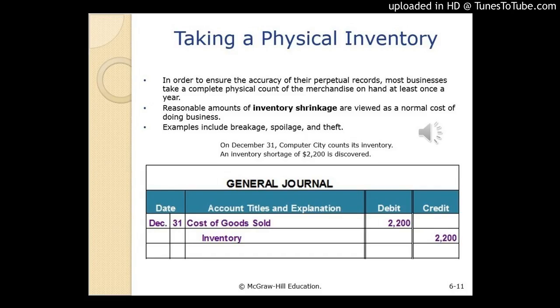There's stuff that breaks, there's stuff that goes bad, there's stuff that gets stolen. They want to minimize that as best they can, but in order to make sure that they are presenting accurate records, they have to go through and say that they actually have the assets behind cost of goods sold.